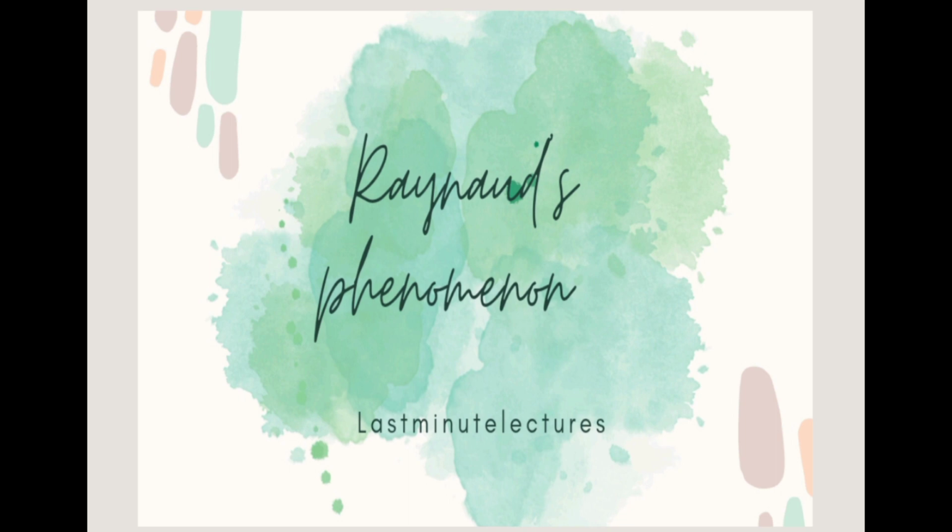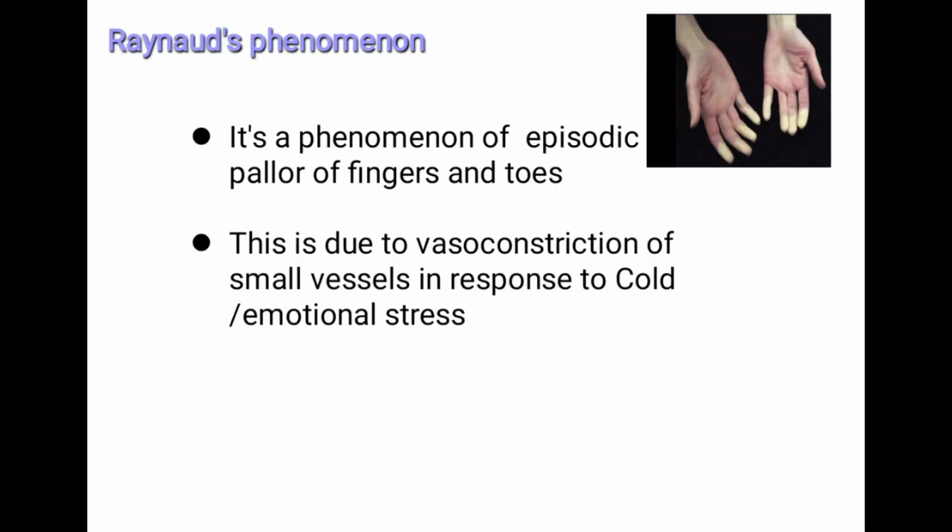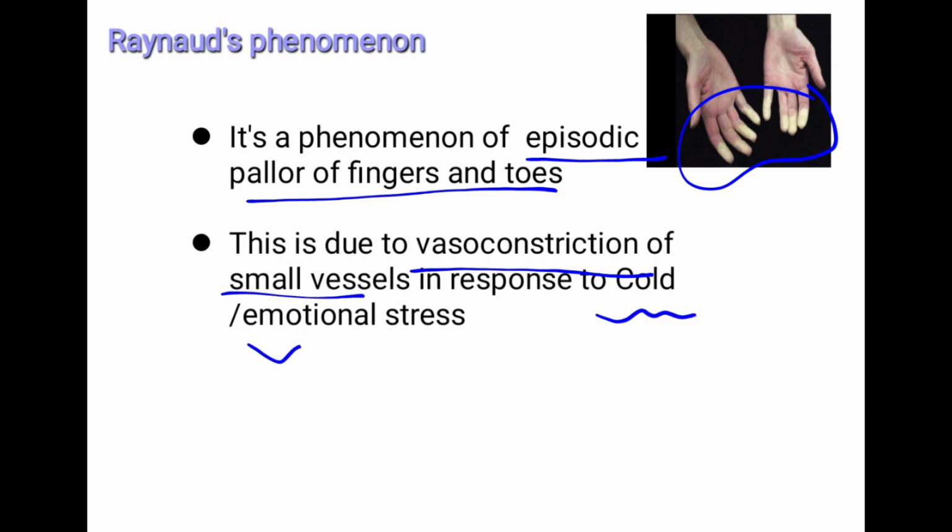Okay, let's discuss Raynaud syndrome today. So, Raynaud's phenomenon is an episodic pallor of fingers and toes. As you can see in this image, there is pallor of the fingers. And why does this happen? This occurs due to vasoconstriction of the small vessels. The small vessels in the fingers and toes undergo vasoconstriction in response to cold or emotional stress.